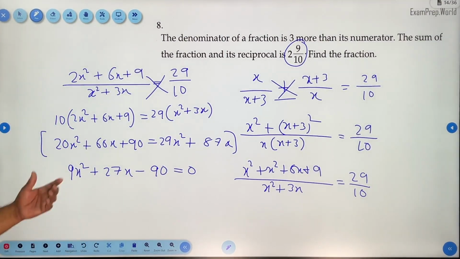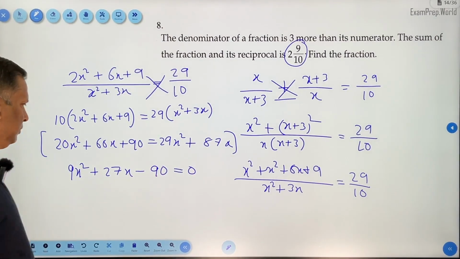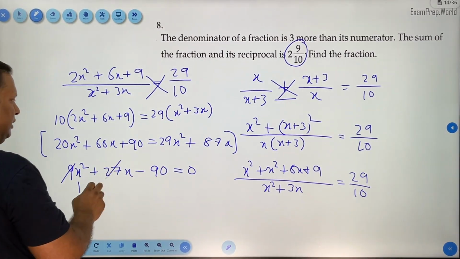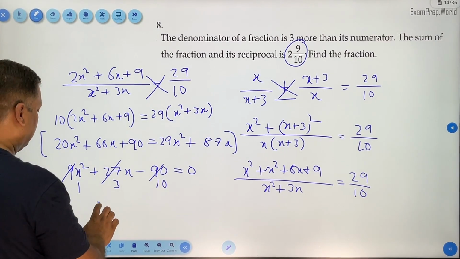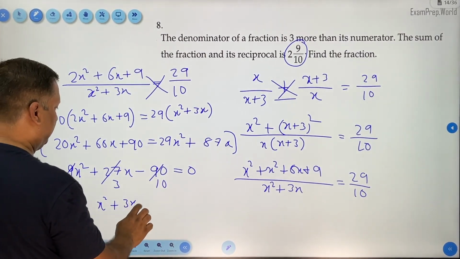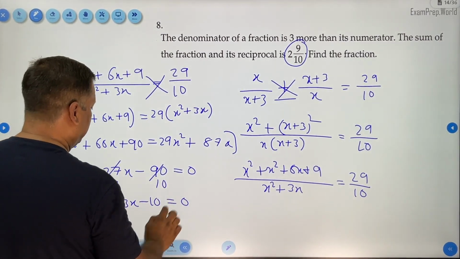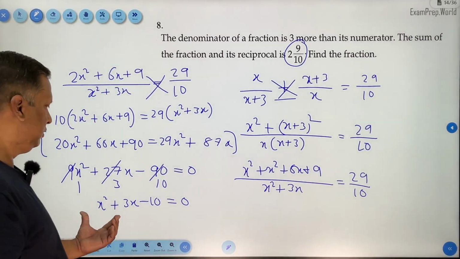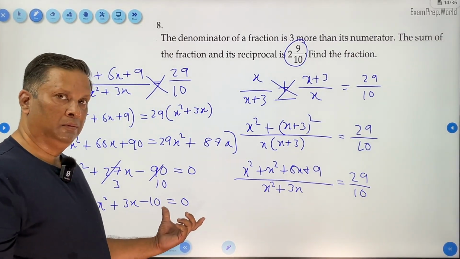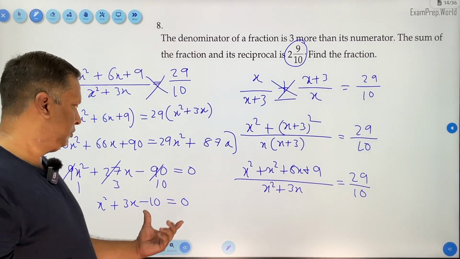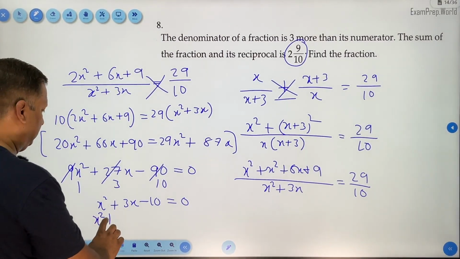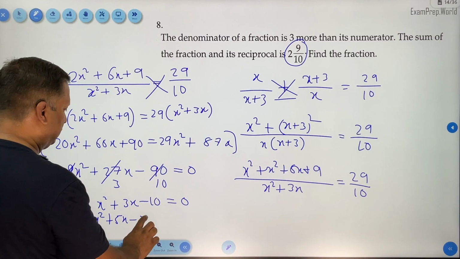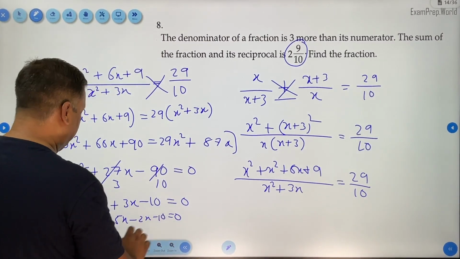Now this is a big one. We can simplify this. Cancel with 9: 9 1 times, 9 3 times, 9 10 times. You get a very simple quadratic here. x square plus 3x minus 10 equal to 0. I am able to see the factors, isn't it? We should not forget factorization. x square plus 5x minus 2x minus 10 equal to 0.